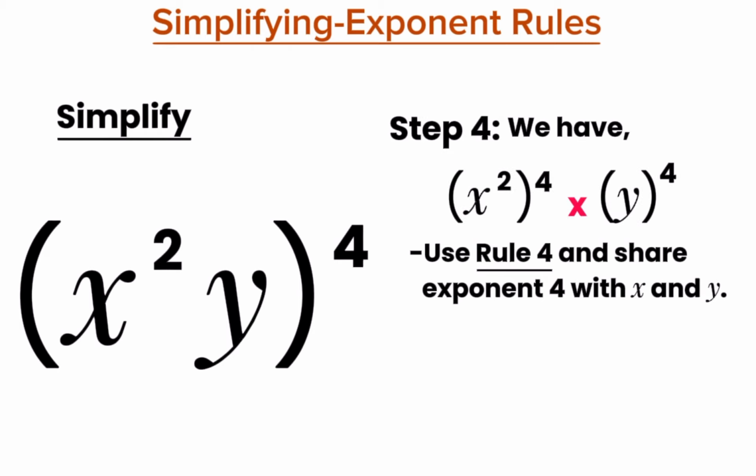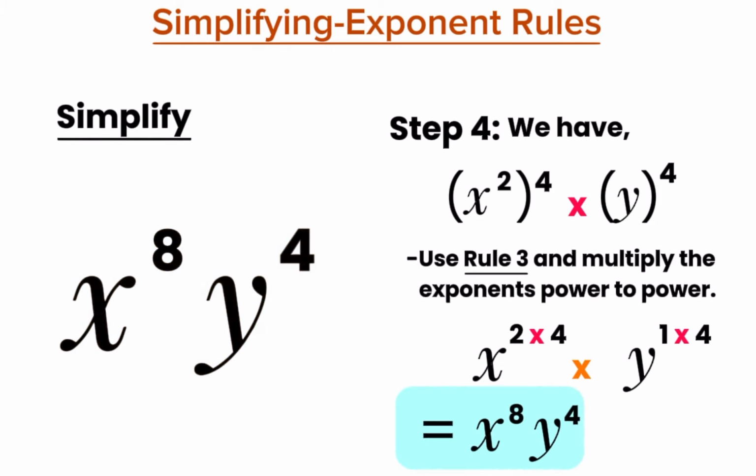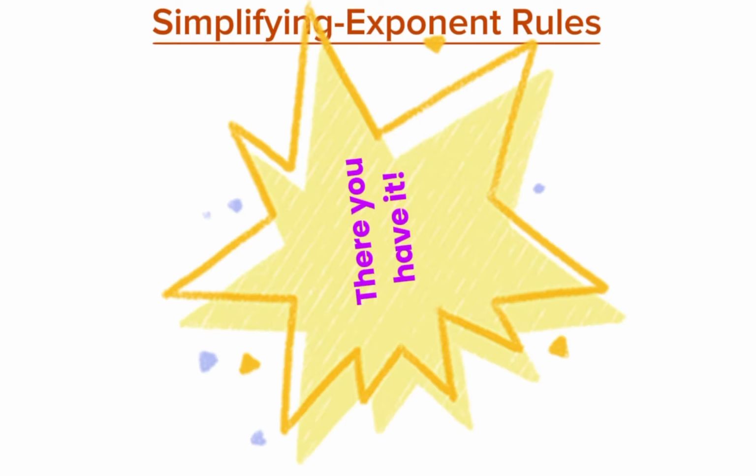Now using Rule 3, we apply the power of a power rule by multiplying the exponents. So that's x to the power of 2 times 4 multiplied by y to the power of 1 times 4. This results in a final answer of x to the power of 8 times y to the power of 4. And there you have it.